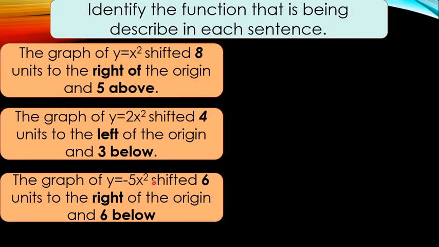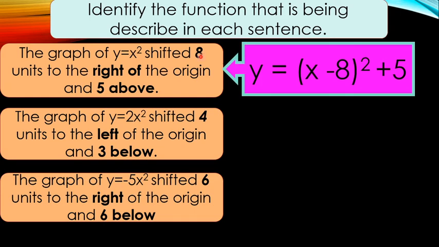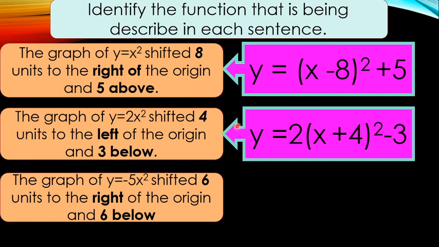Can you identify the function that is being described in each sentence? First, the graph of y is equal to x² shifted 8 units to the right of the origin. That is y equals x², or y is equal to x shifted right. So this is minus 8 and 5 above. That is plus 5 here. Next, copy 2 as a value of a, just write it before the open parenthesis. 4 units to the left, that is plus, and then 3 below, that is minus 3.